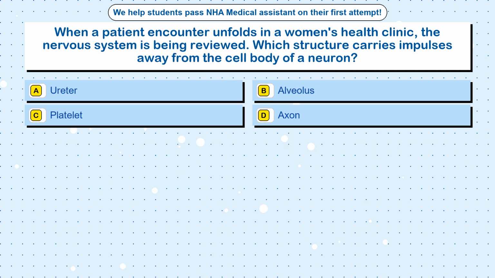Question 12. When a patient encounter unfolds in a women's health clinic, the nervous system is being reviewed. Which structure carries impulses away from the cell body of a neuron? Option A, ureter. Option B, alveolus. Option C, platelet. Option D, axon.